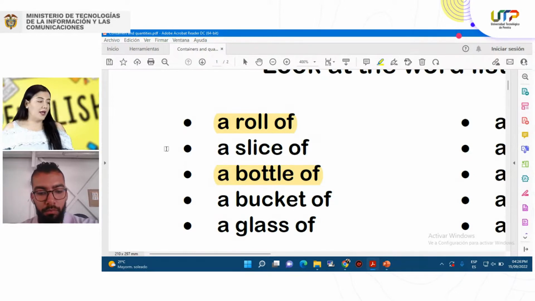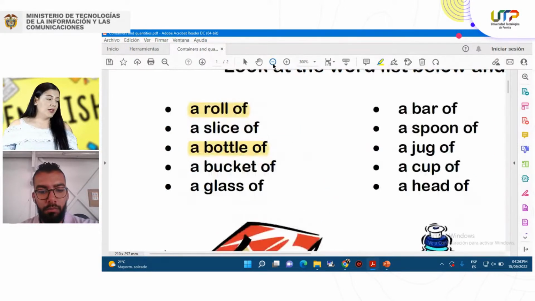Hay muchos más, ¿sí? Hay muchos más, como ustedes pueden ver aquí en pantalla, solamente los voy a mencionar para que ustedes puedan practicarlos en casa con más tiempo. Y tenemos, por ejemplo, a slice of, una tajada de pan, de queso, para poder contar. A bucket of, a glass of, un vaso de. A bar of, una barra de, ¿cierto? Una barra de chocolate, una barra de cereal, depende de lo que yo quiera contar.